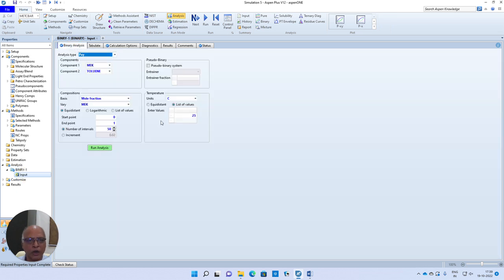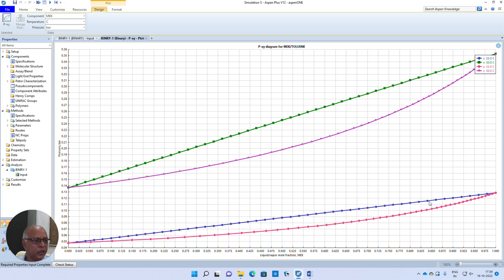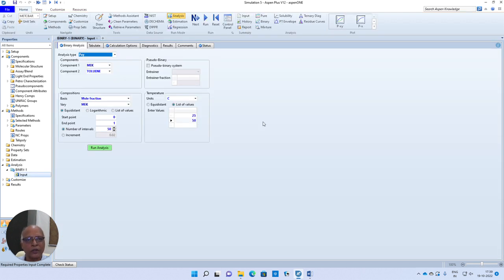analysis. Now probably you can also do this. What will happen if I increase the temperature? You can compare how it is going to behave at different temperatures. Now you can see this blue is at 25 degrees centigrade. This is at 50 degrees centigrade. I think you might have done these calculations even in your thermodynamics. You will be in a position to evaluate the P versus X, P versus Y, and so on.